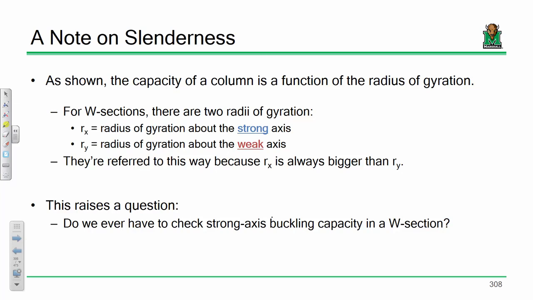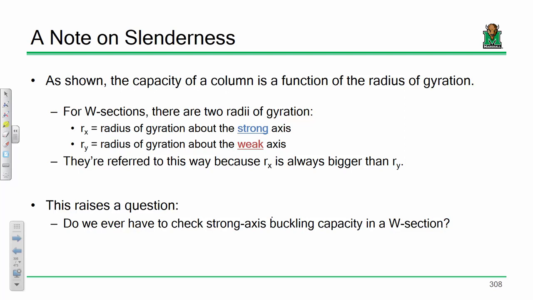What you really need to pay attention to is slenderness. How do we define slenderness? Slenderness is defined as essentially L over R, so the length divided by the radius of gyration. When you've got a W shape, there are two radii of gyration: the Rx value and the Ry value. The radius of gyration about the strong axis and the radius of gyration about the weak axis. They're referred to that way because Rx is always bigger than Ry. I've mentioned this before.